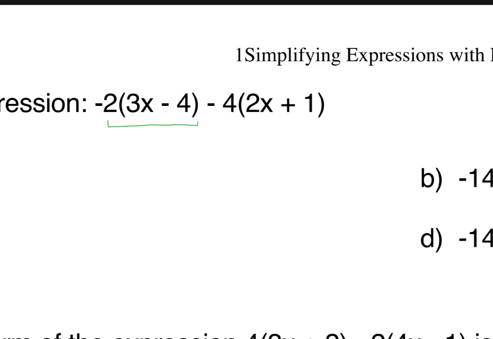Negative 2 times this thing. Negative 4 times this thing. Why is it negative 4? Because there's a negative there, okay? So negative 2 times 3x is negative 6x. Negative 2 times negative 4 is positive 8. Negative 4 times positive 2 is negative 8x. Negative 4 times 1 is negative 4.